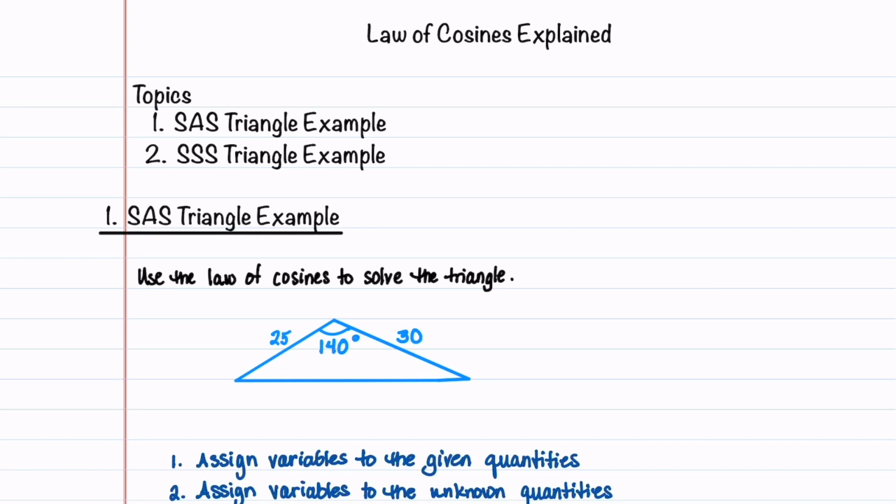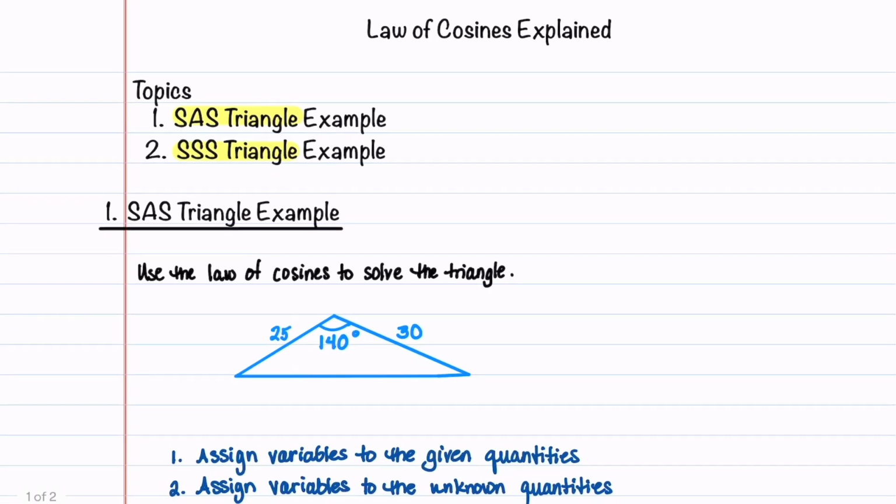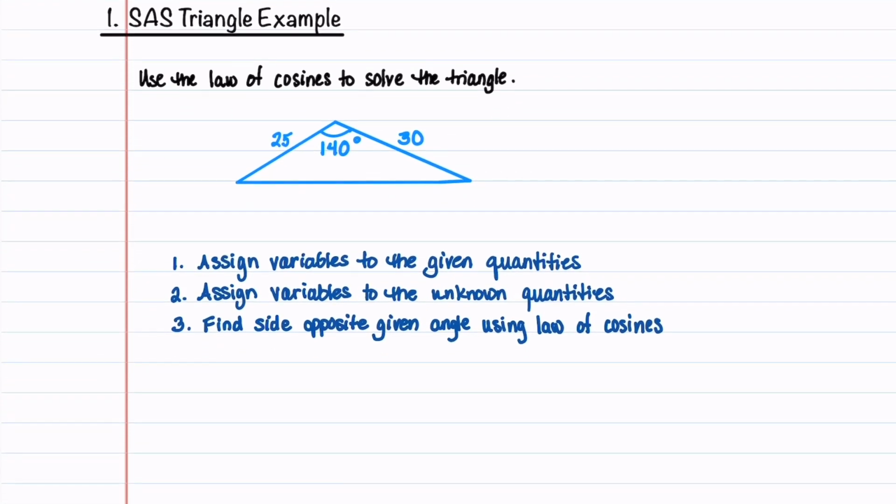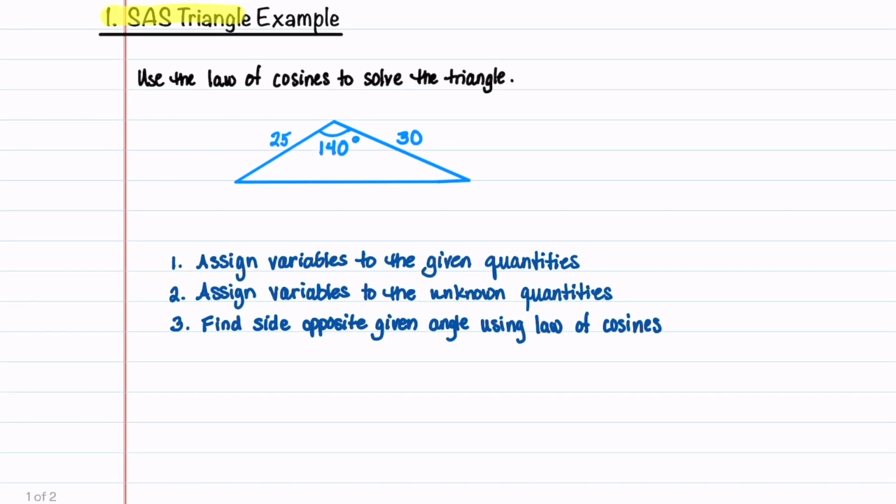There are 2 different types of triangles that can be solved with the law of cosines: a side-angle-side triangle and a side-side-side triangle. I'll walk through an example of each type. We'll begin with a side-angle-side triangle example.